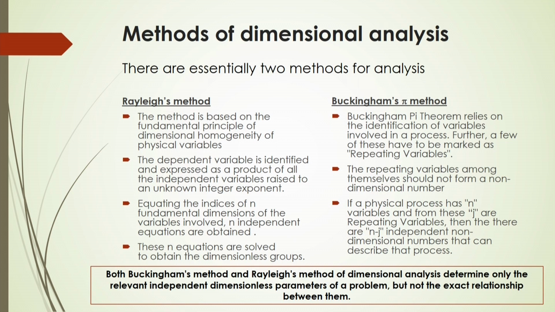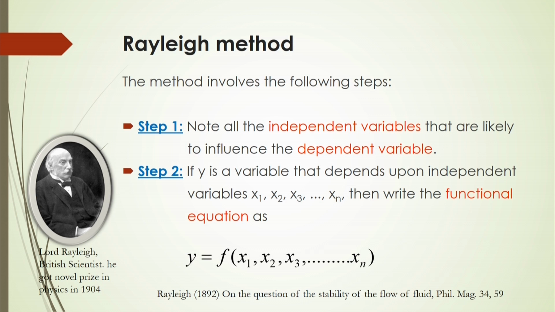So, you have to form the non-dimensional groups by these two methods one by one, then we will be discussing here. Remember that both Buckingham's method and Rayleigh's method of dimensional analysis determine only the relevant independent dimensionless parameters of the problem, but not the exact relationship between them. So, those dimensionless groups formed based on the analysis will be a function of each other, but you have to identify which group will be independent of the other variables. Now, let us discuss Rayleigh's method one by one.